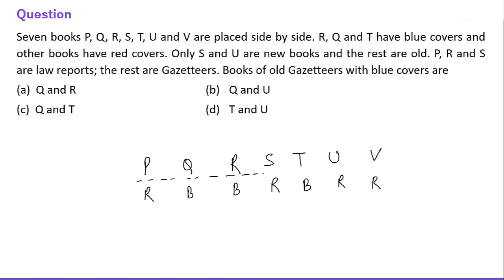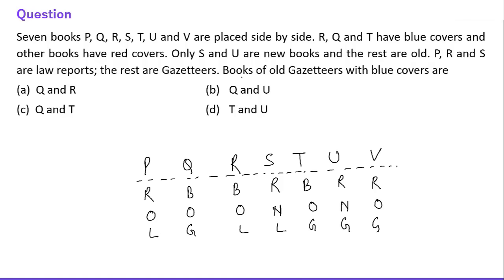So this is the condition, right? After that, S and U are new. Rest all are old. After that, P, R, S are law reports, and the rest are gadgeteers. Okay, fine.